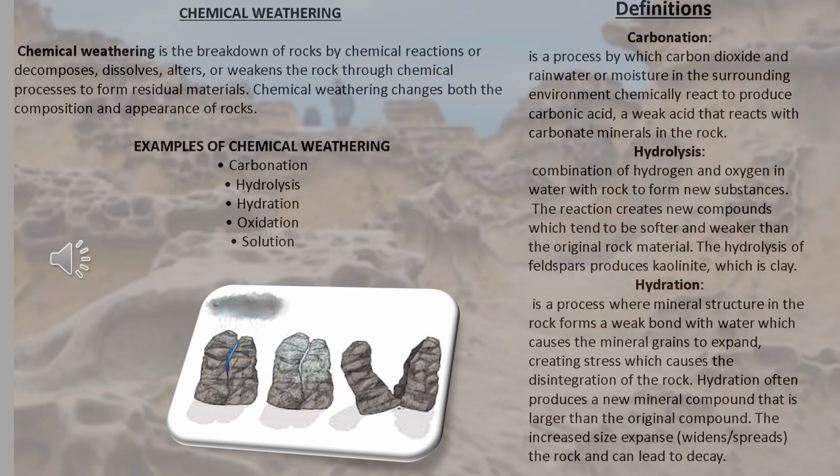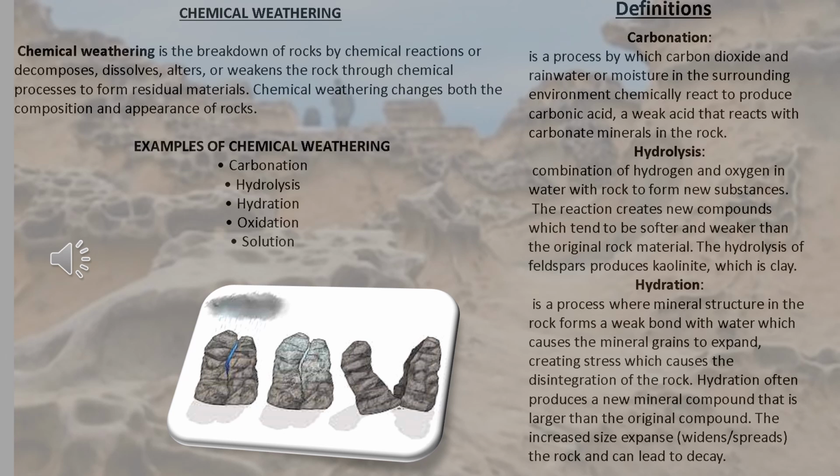Chemical weathering is the breakdown of rocks by chemical reactions, which decompose, dissolve, alter, or weaken the rock through chemical processes to form residual materials. Chemical weathering changes both the composition and appearance of rocks. Examples of chemical weathering: carbonation, hydrolysis, hydration, oxidation.